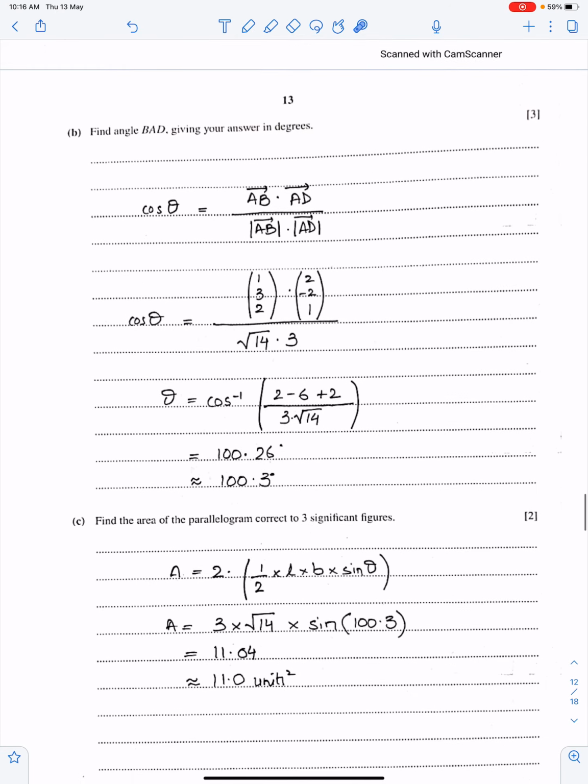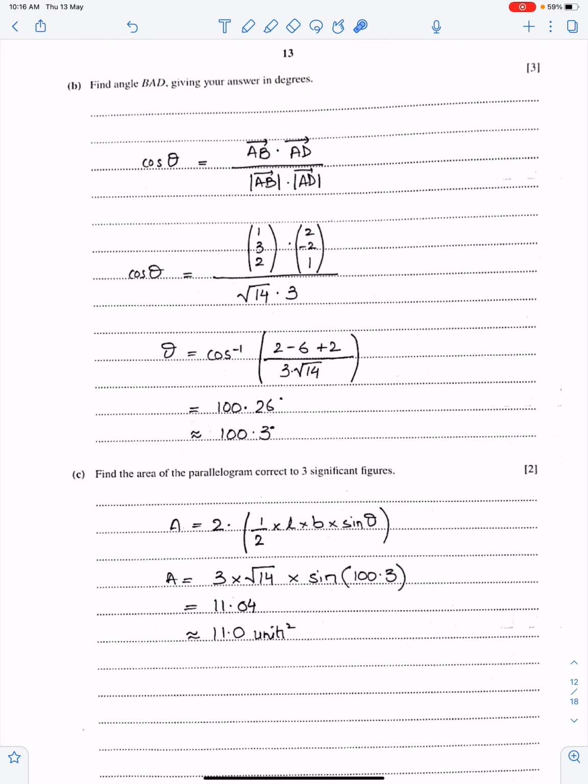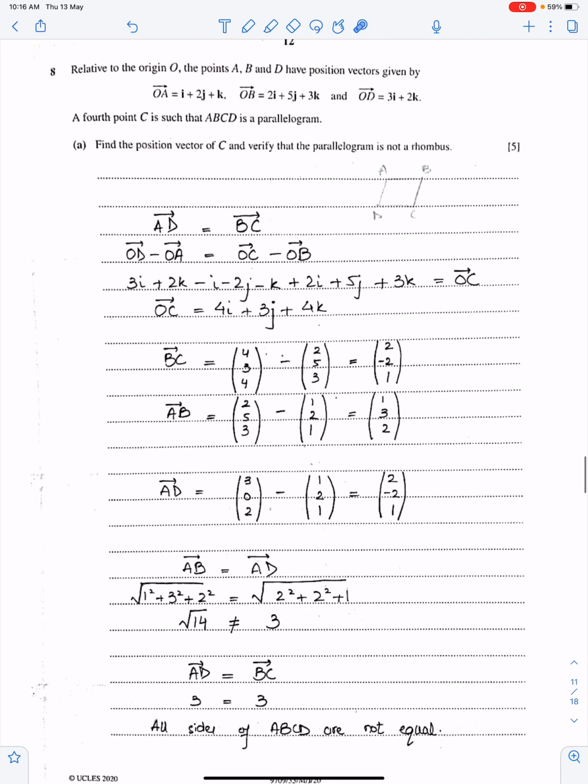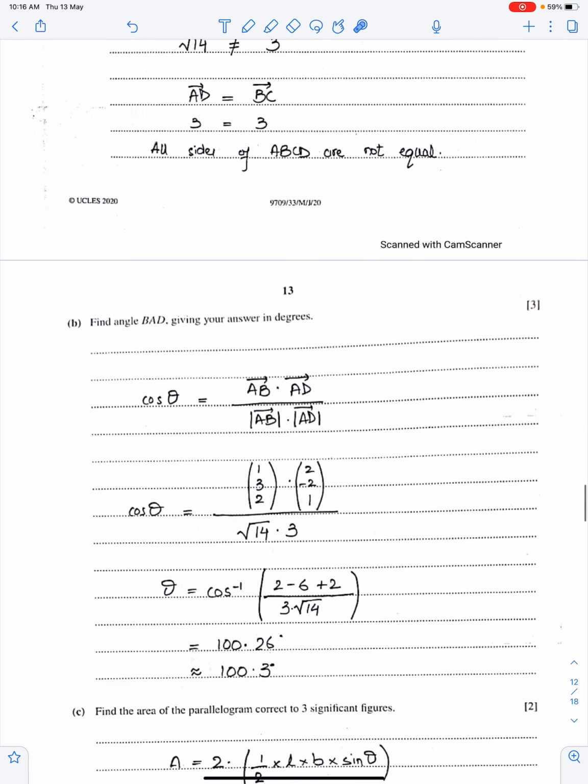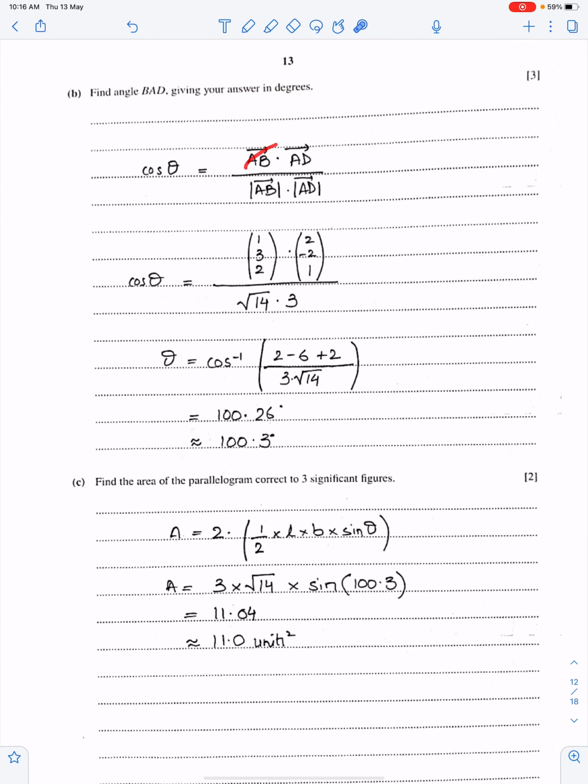The next part. Find angle BAD. We need this angle BAD. For that we must have these 2 vectors BA and AD, and then we will find the scalar product. So AB AD, you write this in this way: AB dot AD. BAD means, read in this way: AB dot AD. This is the scalar product formula.